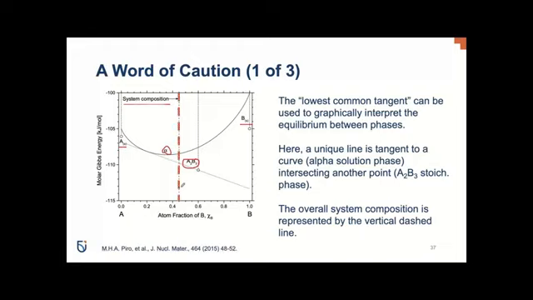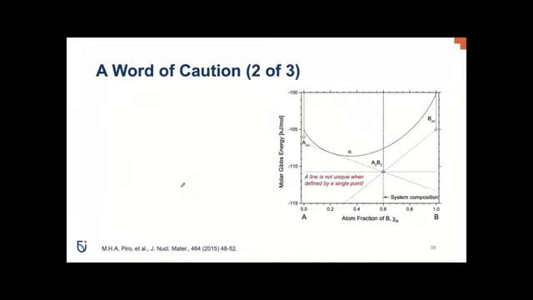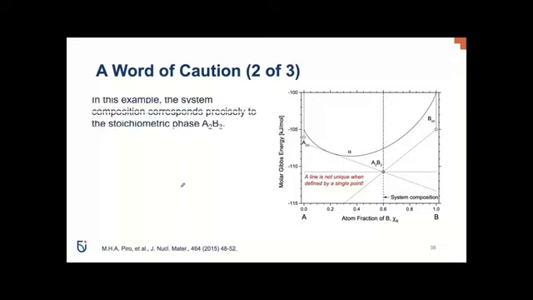Nothing special here. This is all very rudimentary. Now, what's worth noting is, let's say we consider another scenario of this exact same system, but where the system composition is exactly in line with A2B3. And so in this case here, if we have exactly, let's say, 2 moles of A and 3 moles of B, how do you draw a tangent line here?